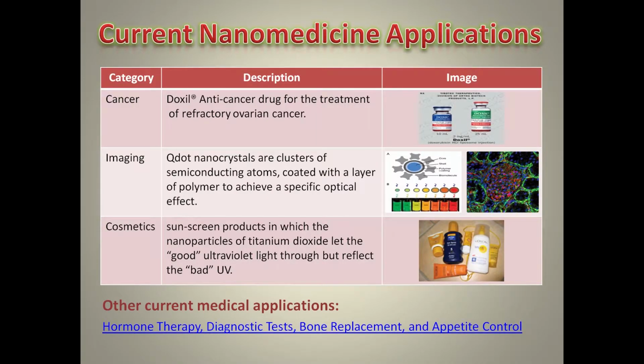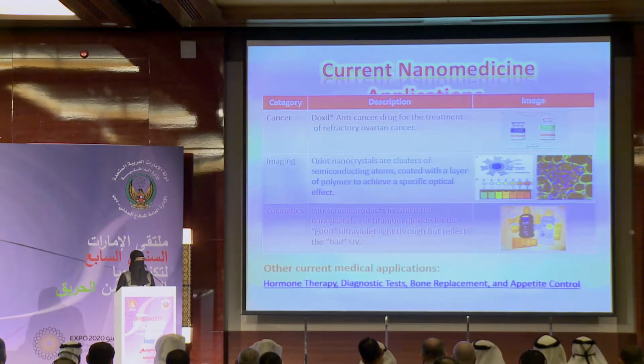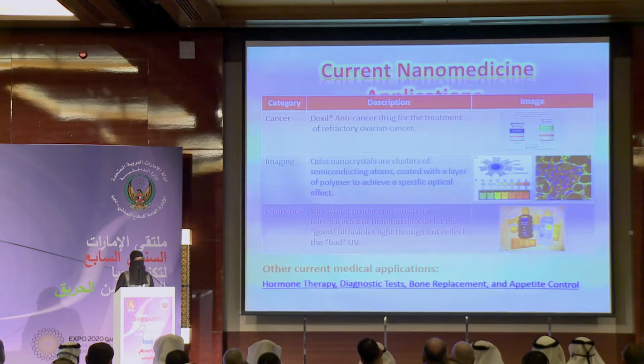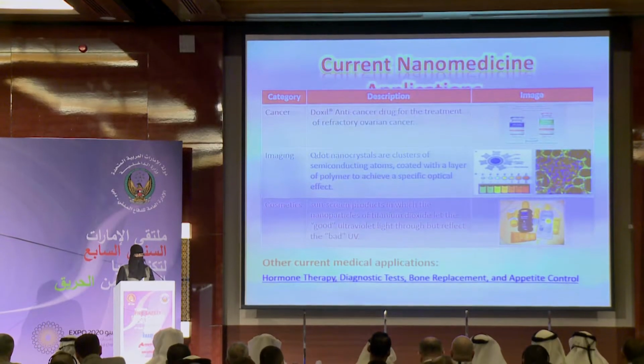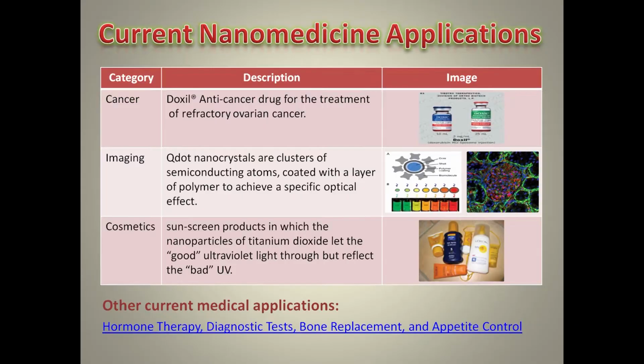Nanotechnology is being used in medicine, in cancer and other drug delivery, bone replacement, appetite control, and other applications of medicine. As one example, I chose Doxil, which is on the market currently, and it's used as an anti-cancer treatment for ovarian cancer. Another example, in imaging, quantum dot nanocrystals can be used to enhance the properties of cancer screening.